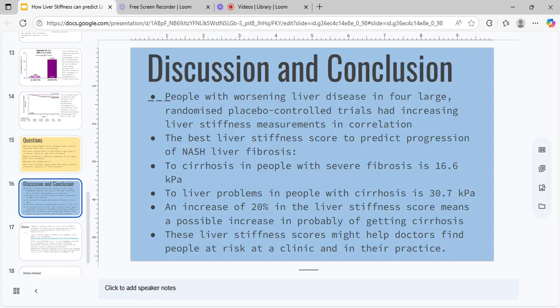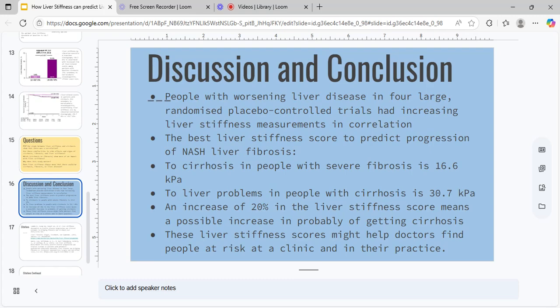They found that people with worsening liver disease in 4 large randomized placebo-controlled trials had increasing liver stiffness measurements, and that this was a correlation. The best liver stiffness score to predict progression of the NASH liver fibrosis to cirrhosis in people with severe fibrosis is 16.6 kPa, and for liver problems in people with cirrhosis it is 30.7 kPa.